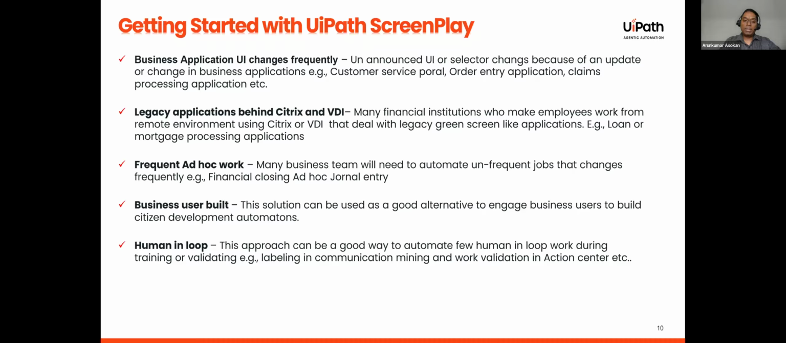And the last one is a little bit tricky, but it can also be used for human in the loop work. If you are into a lot of human in the loop activities and you want to reduce that effort, for instance, if you use communication mining, whenever automation is not able to categorize a particular request, we always go back and update the labels in communication mining, and we might need to relabel hundreds of emails or messages, right? So those kinds of complicated activities can now be easily done using screenplay.